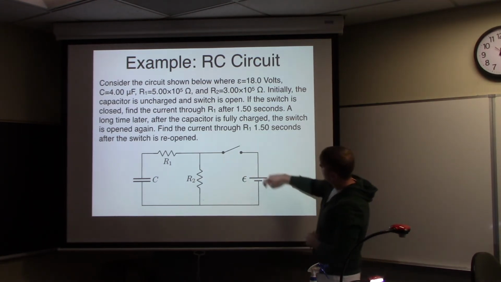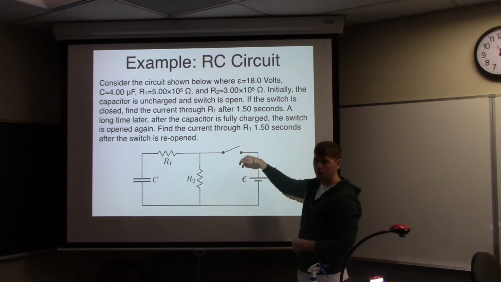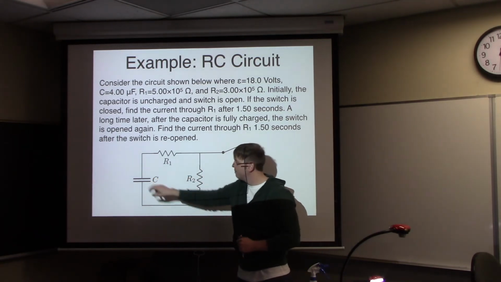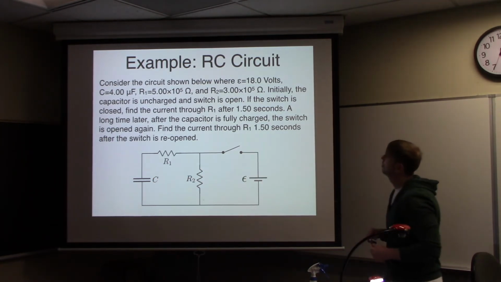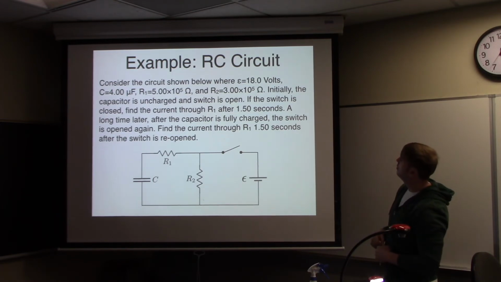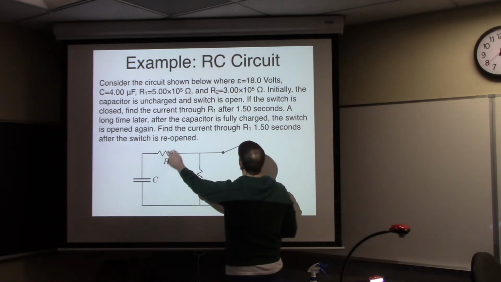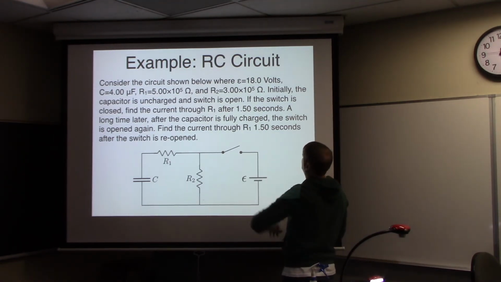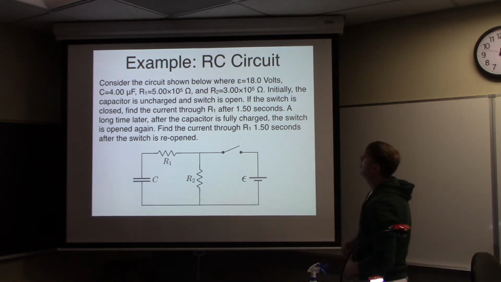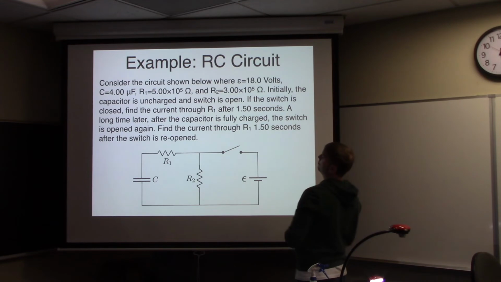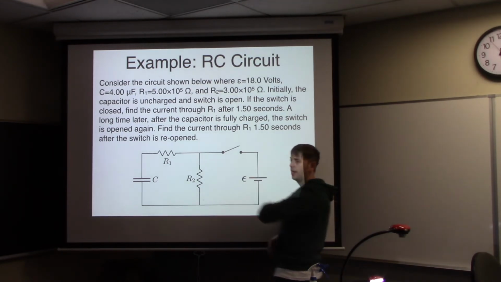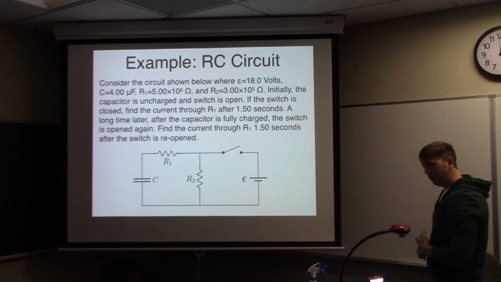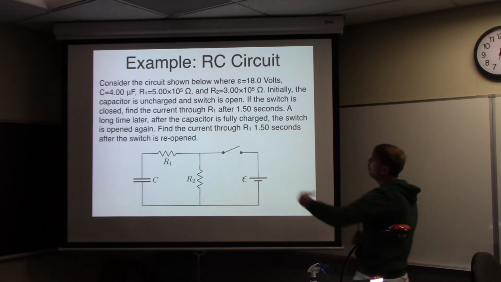But what we're going to do is close the switch, and what that allows the circuit to do is connect the battery to the capacitor, and that will charge up the capacitor, right? So what we're going to do is find the current through this resistor, R1, after 1.5 seconds. So it's charging up. After 1.5 seconds, how much current do we have? All right, so then what we do is we wait a really long time until the capacitor is fully charged and current stops flowing in this branch of the circuit. And when it's fully charged, we'll open the switch again.